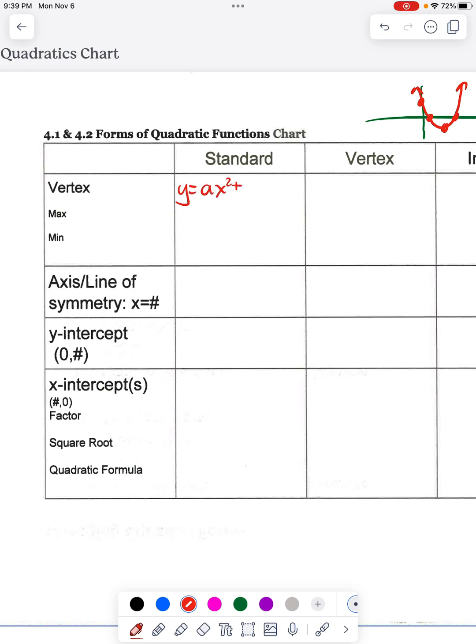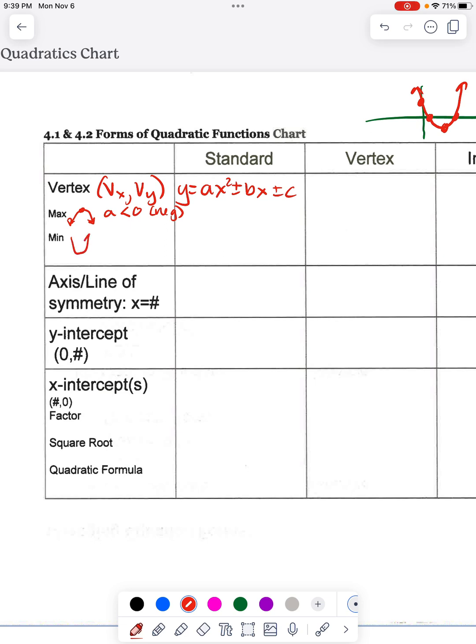Remember that standard form is ax squared plus or minus bx plus or minus c. Keep in mind that for all of these, the vertex is written as a coordinate pair of the x and y coordinates of the vertex. You will have the vertex as a max, meaning a high point, if you have a parabola that's opening downward, and that will happen when your a value is less than 0, so negative.